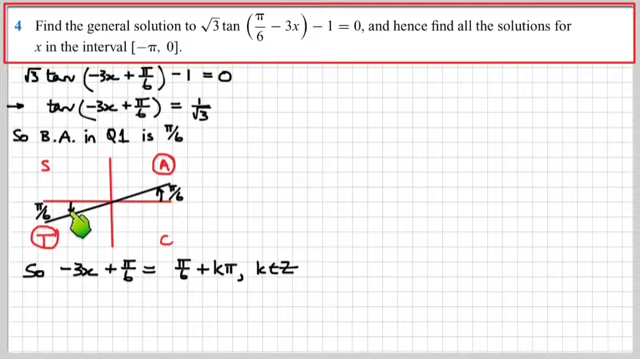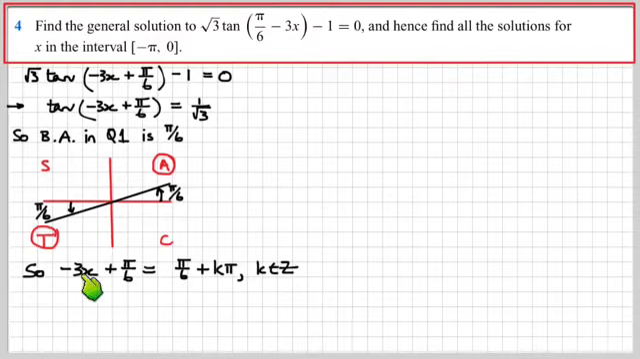That'll still capture every solution, because every progression of pi that you move through, you end up back at the opposite diagonal situation in the opposite quadrant. So by stepping through pi at a time, you just capture every single solution there is.